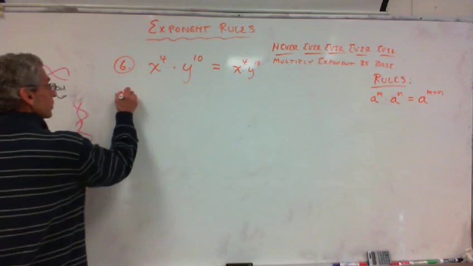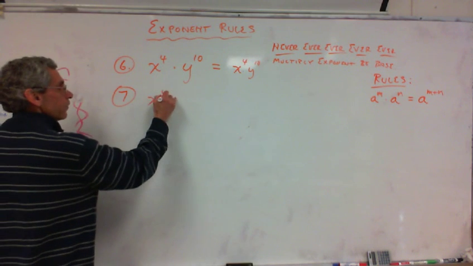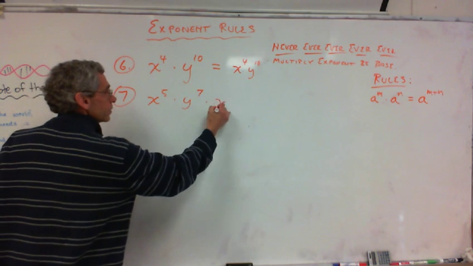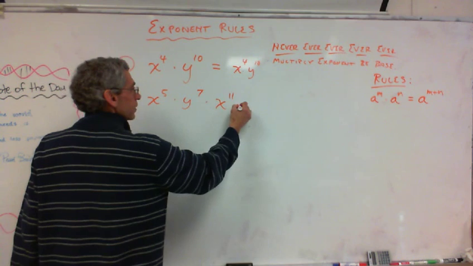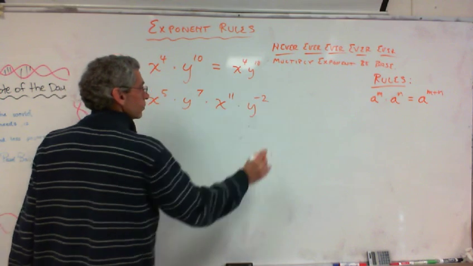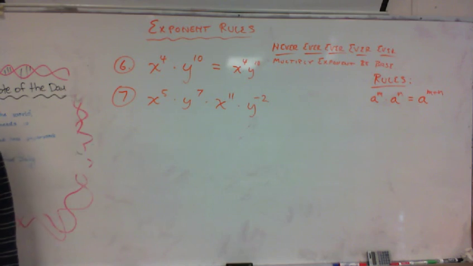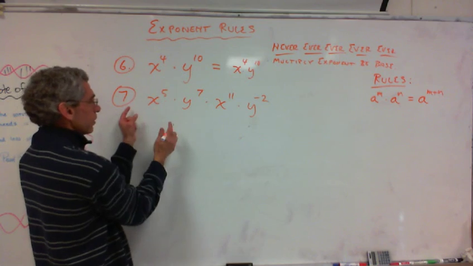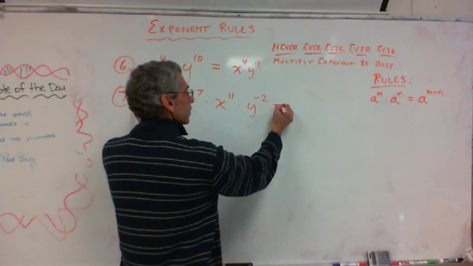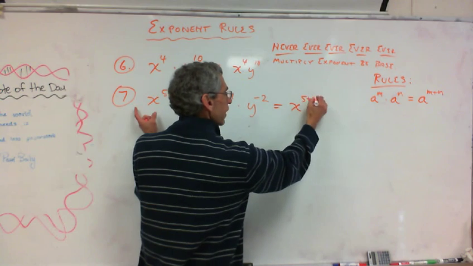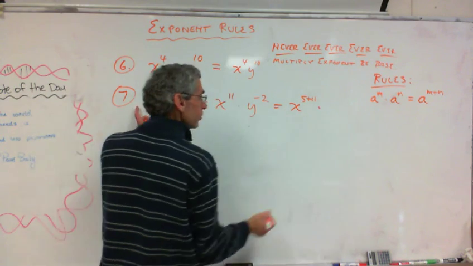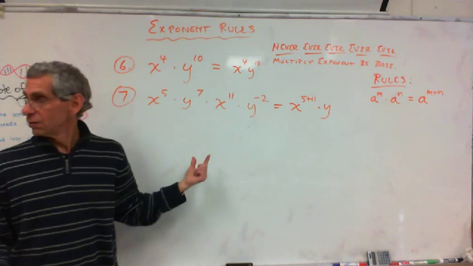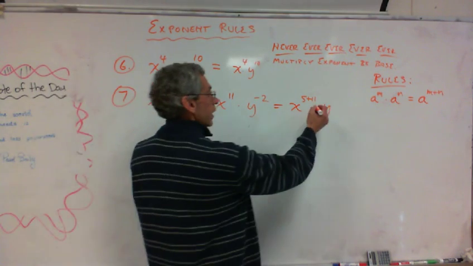So what if I gave you this? X to the 5th times y to the 7th times x to the 11th times y to the negative 2. You can just add the y's and add the x's. Yes, I can take the x's first, right? I've got x to the 5th times x to the 11th. So that's x to the 5 plus 11, right? Times y to the 7 minus 2, right?